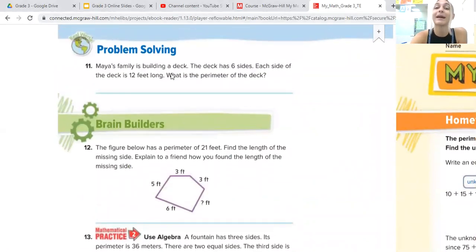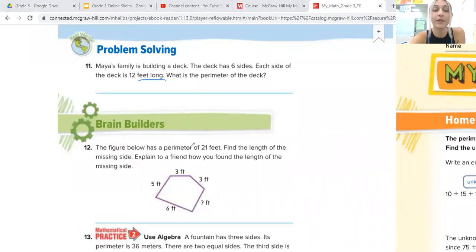Maya's family is building a deck. The deck has 6 sides. Each side of the deck is 12 feet long. What is the perimeter of the deck? So if you want to draw her deck, you can. It has 6 sides. Each side is 12 feet long. So you have 6 sides. Each side is 12 feet long. You need to find the perimeter. So add that all up, and you need to have a label here. So make sure you know what measurement they're using.